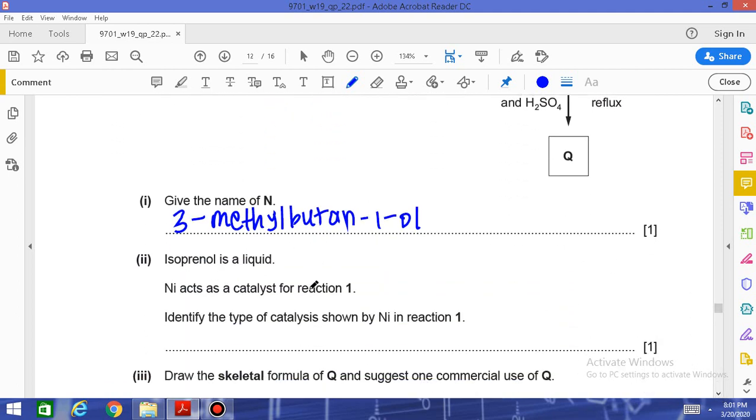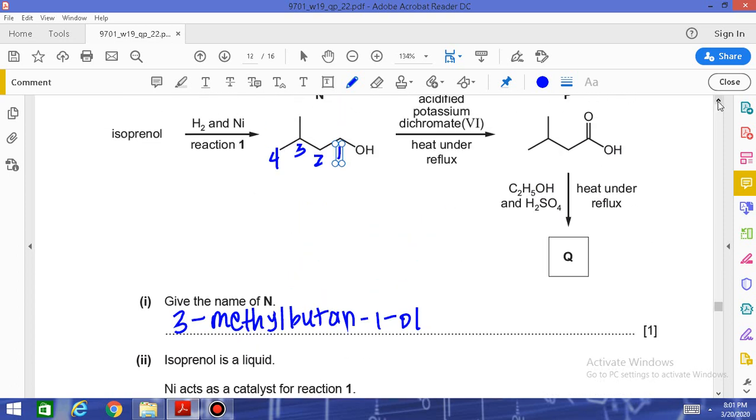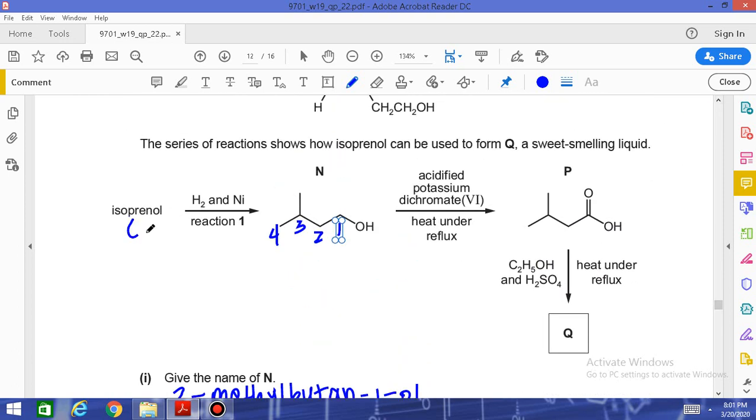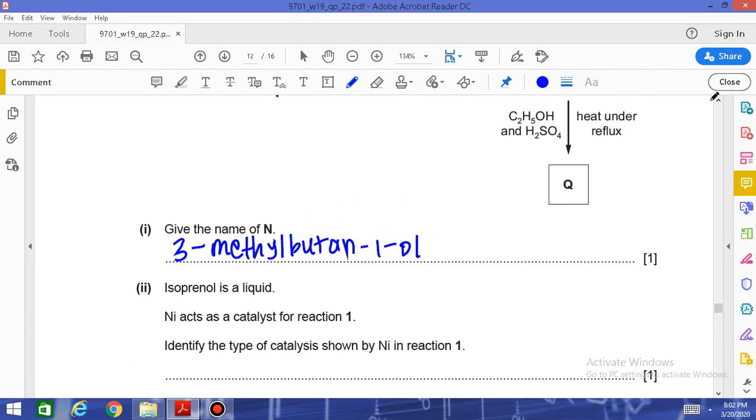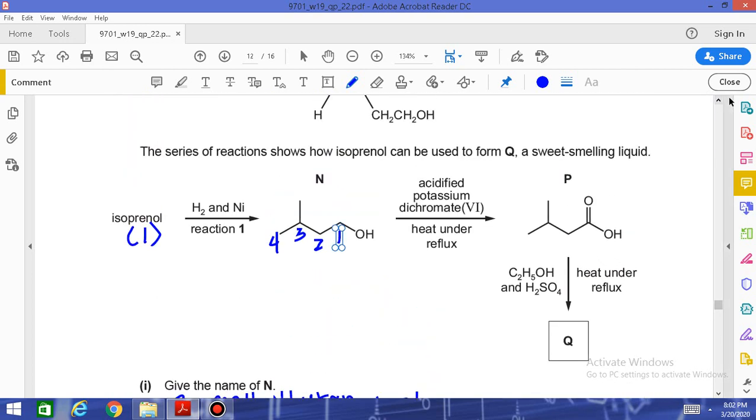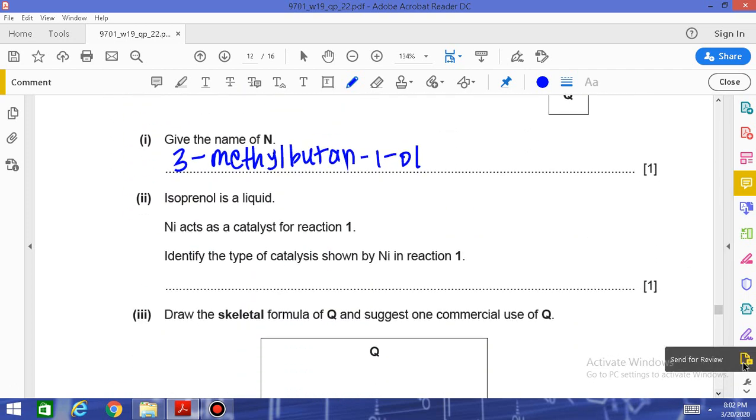Isoprenol is a liquid. Nickel acts as a catalyst for reaction 1. So isoprenol is liquid and the nickel catalyst is added in reaction 1. Identify the type of catalysis shown by nickel in reaction 1. Hydrogen is gas, nickel is solid. So this is heterogeneous catalysis.